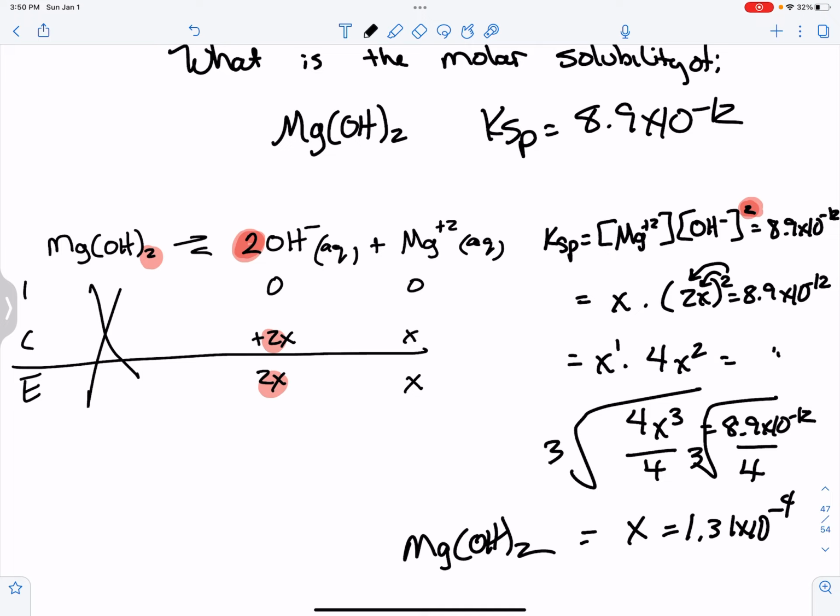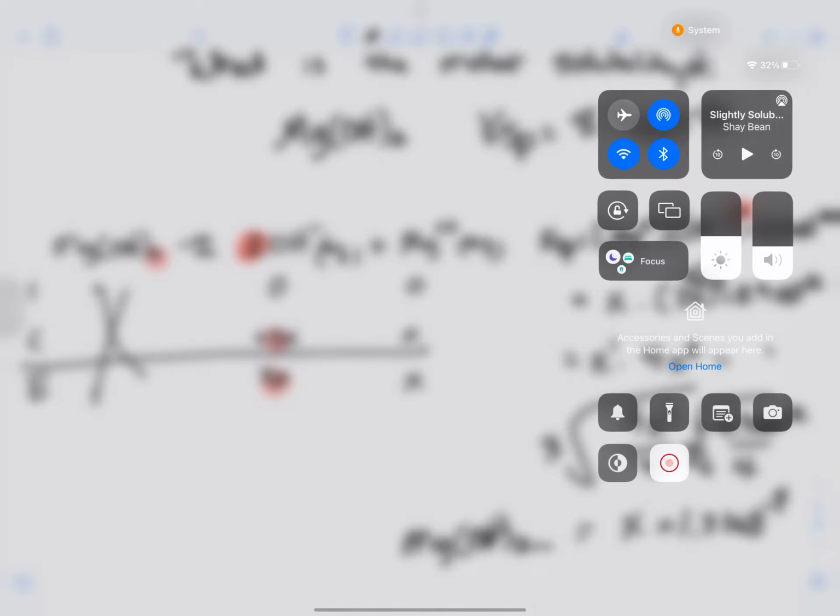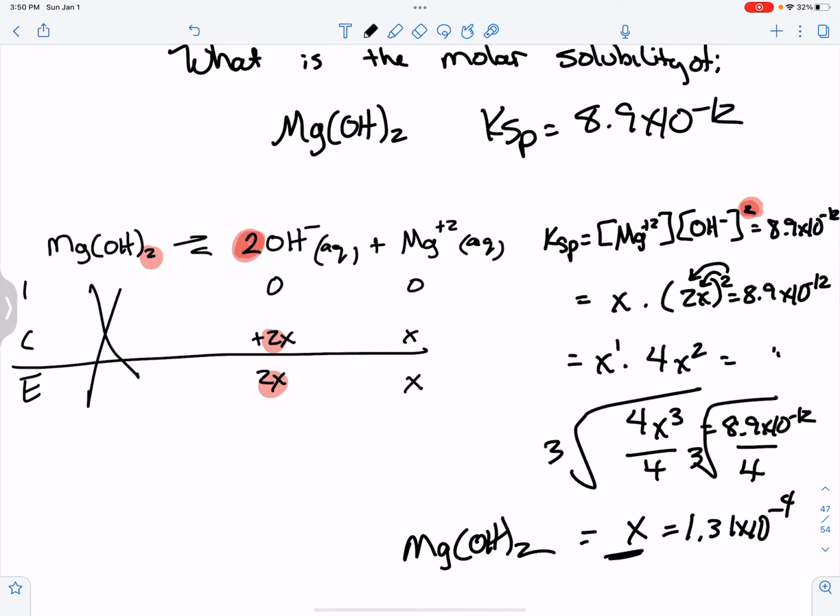And you can set up a factor label if you're not sure about that, just to make sure that that's what you get. Even though x is Mg, you can set up a factor label and convert between Mg and Mg(OH)2, just so that you see that it's all 1-to-1 and you're going to get the same molar solubility.